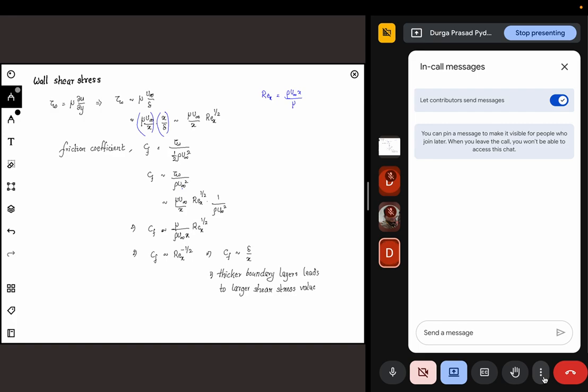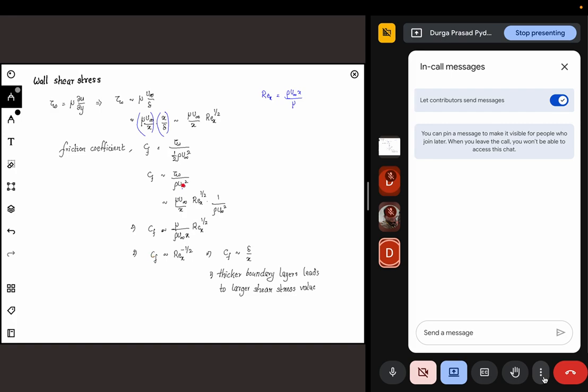So if we substitute this equation back here, we'll have CF as a function of Rex to the power minus half, but still we do not know the constant here. So until I know the constant here, I will not be able to, for a given flow, you will be knowing the Reynolds number from which you will be able to calculate CF.